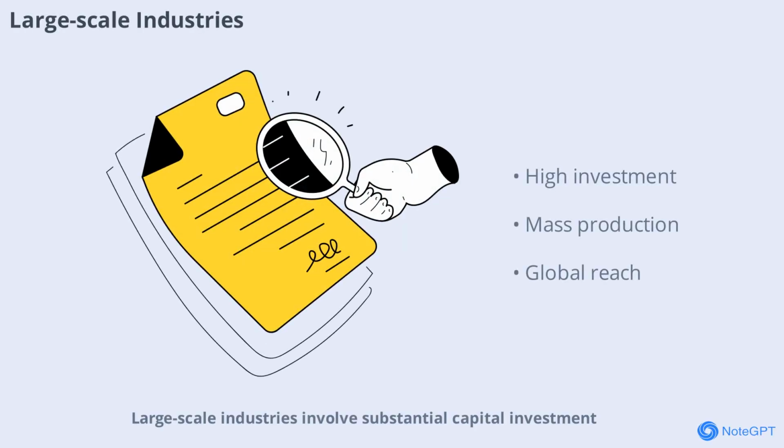Large-scale industries involve substantial capital investment, advanced technology, and a large workforce. These industries produce goods on a mass scale and often cater to national and international markets. Examples include the iron and steel industry, automobile manufacturing, and large textile mills.